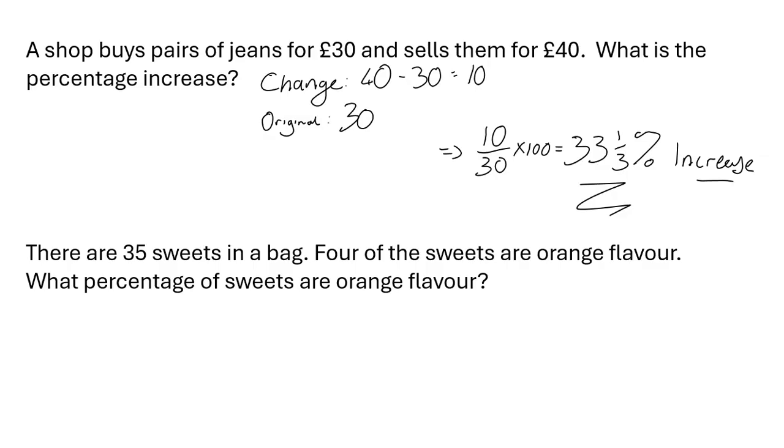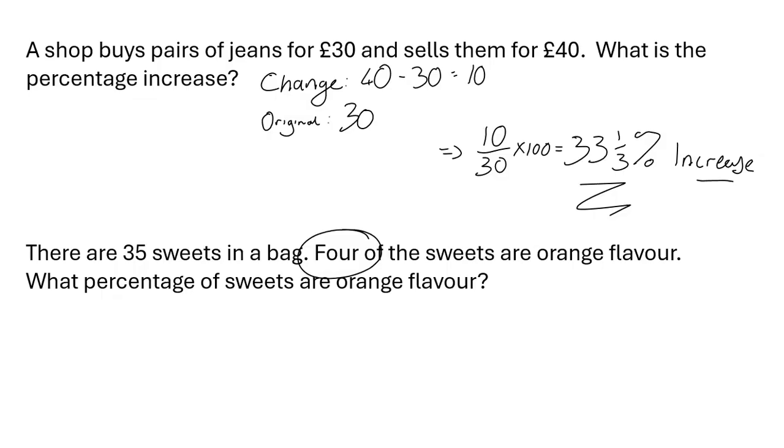Second scenario, there's 35 sweets in a bag. 4 of the sweets are orange flavour. What percentage of the sweets are orange flavoured sweets? Now this one's slightly different because this one's not looking at a change. This is something as a percentage of the original. So actually in this case, I don't need a change. I just need to know the amount that I currently have, which in this case is 4. Now the generalized formula doesn't change itself of change divided by the original times 100. The only thing that will change is what I'm putting on the top.